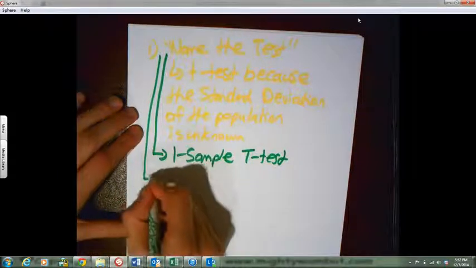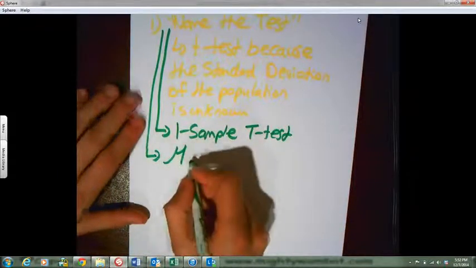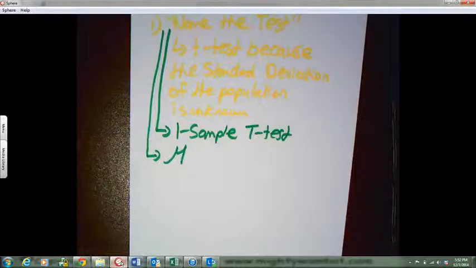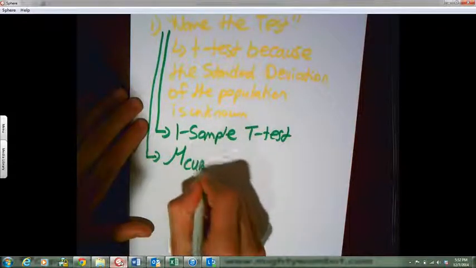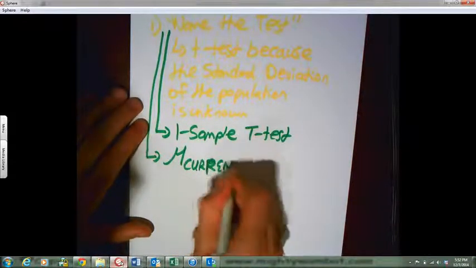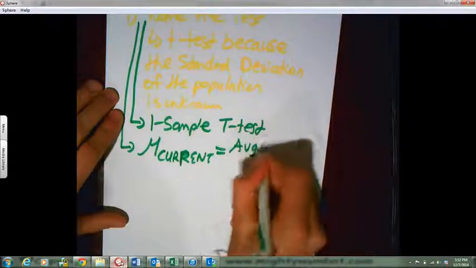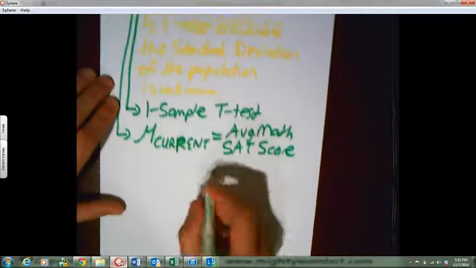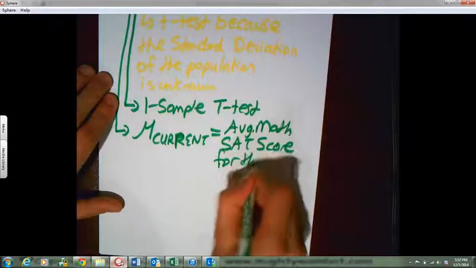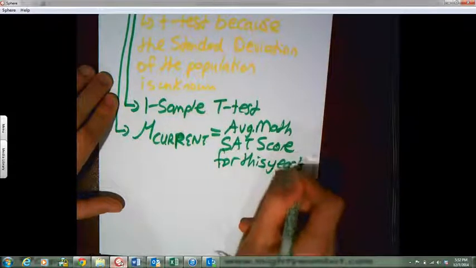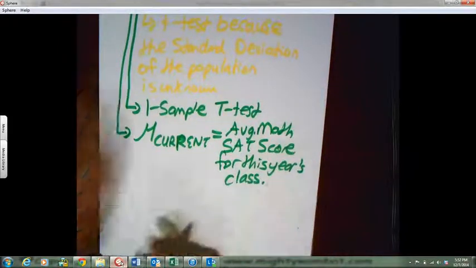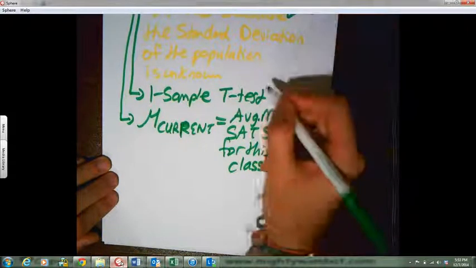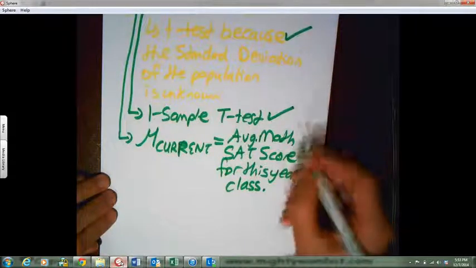Number 3 is I need to define mu. What should we call it here? Let's go back to the problem and read it. Maybe mu current. We'll call it the average math SAT score for this year's class. So the first thing you need to say is this. This is the second thing you need to say, whether it's one sample or two sample. This is the third thing, the parameter.